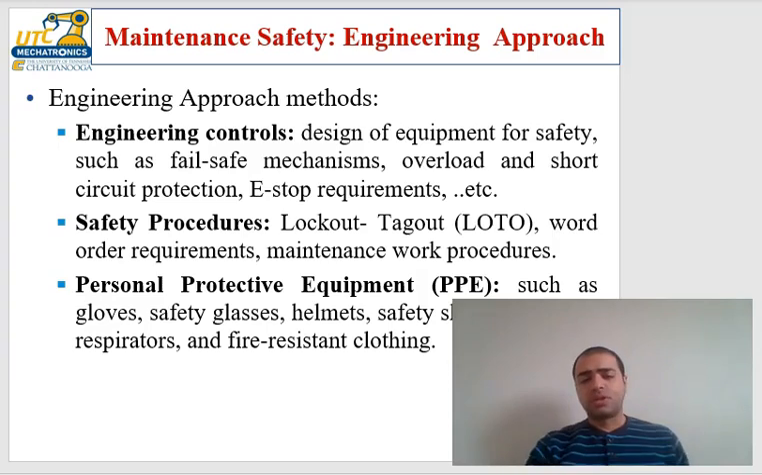Then there are the safety procedures. For example, lockout, tagout, work order requirements, maintenance work procedures, and so on. These are in place to make sure that you follow the safety precautions. Take work order requirements: the necessity of them is that the job is described in writing, just to make sure that the operator and the technician are on the same page, and there's no misunderstanding. In other words, they know exactly what is going to take place.